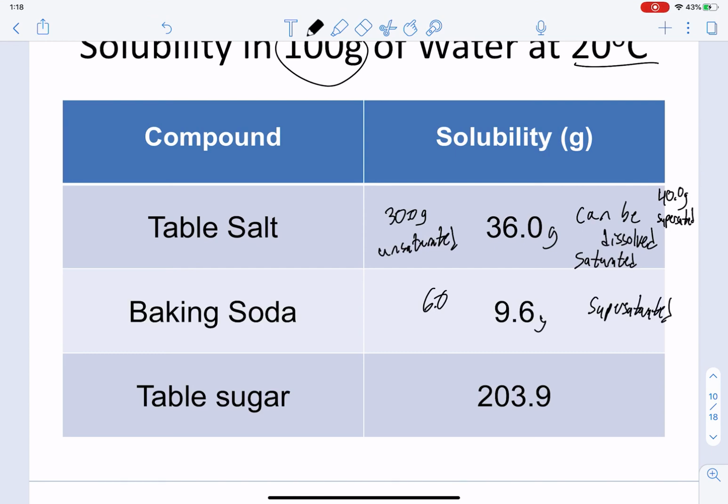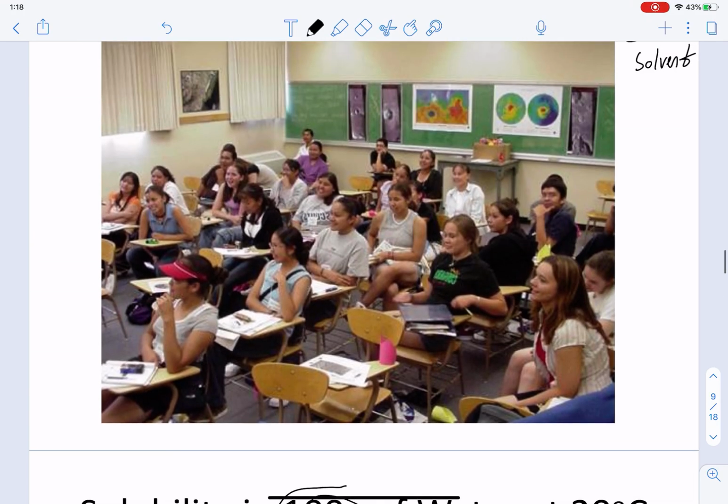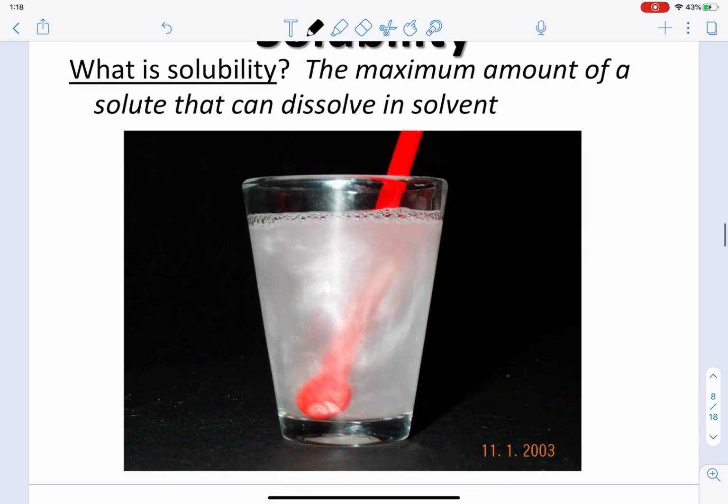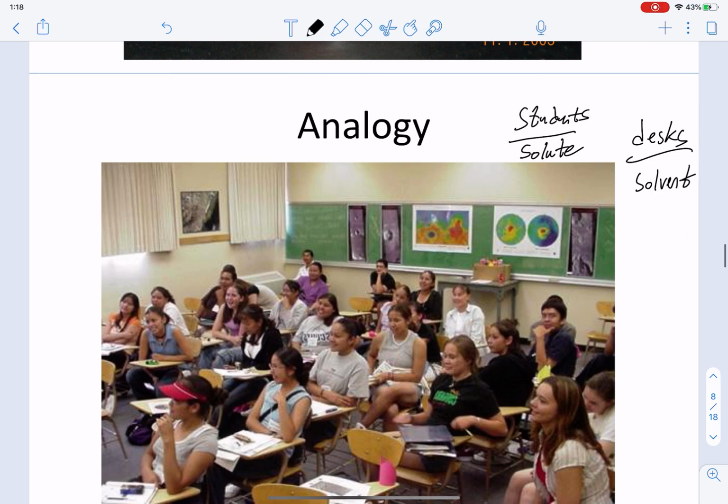Part of the assignment for this week is to think of an analogy similar to how we use the students and desks. Don't use the same analogy. You will not receive any points for it. But think of a way that we can define saturated, supersaturated, and unsaturated with an analogy of your own.